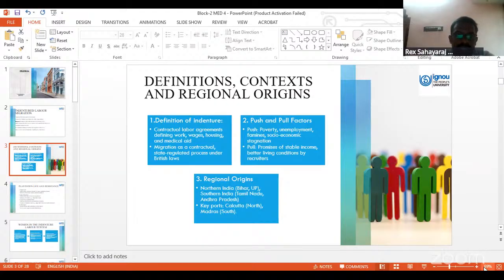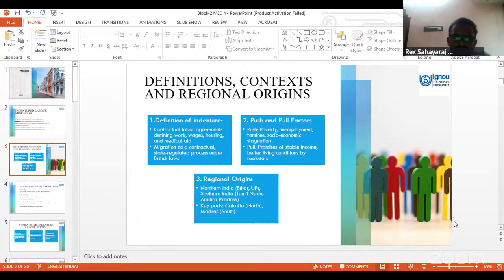When you say regional origins, there are some places where the people mostly moved from, some from north and some from south. You see the names of the places, the northern India, you see Bihar and Uttar Pradesh, and also there are people from Tamil Nadu, Andhra Pradesh, and key ports like Calcutta and Madras are the ports where they moved, or they got migrated. They moved from one region to another. So when you see these as the regional origins, these are the places where they moved.